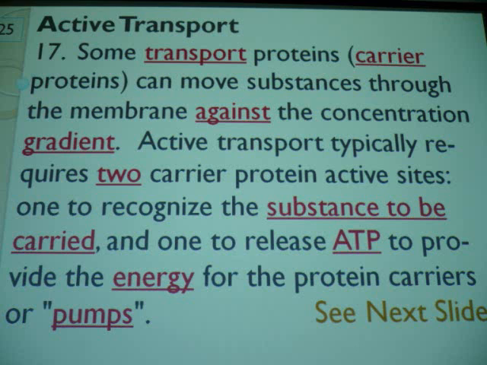So the first one recognizes what you want to move, and then the second gives you the energy. Yeah, the first one is going to be a carrier. The second one is going to produce the energy, another carrier probably. But they're going to work hand in hand, because I can grab the substance, but I can't move it until somebody helps me. It's too big.